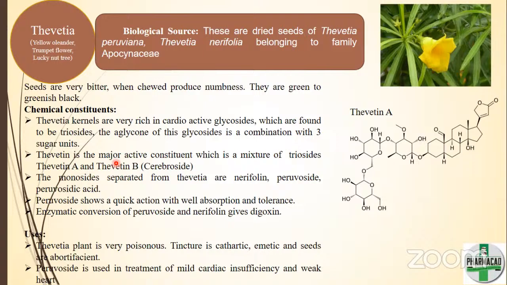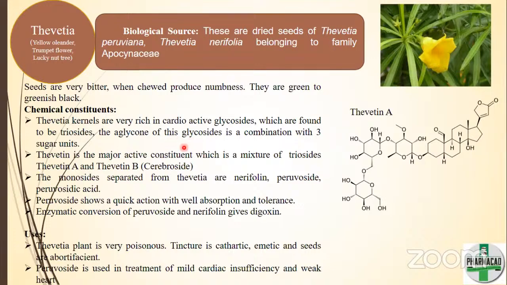Last drug from the class of cardiac glycosides, which is nothing but Thevetia, also known as yellow oleander, trumpet flower, or lucky nut. Now, these are nothing but dried seeds of Thevetia peruviana or Thevetia neriifolia belonging to family Apocynaceae. Now, the seeds are very bitter. When chewed, it produces numbness, and they are green to greenish black in color.